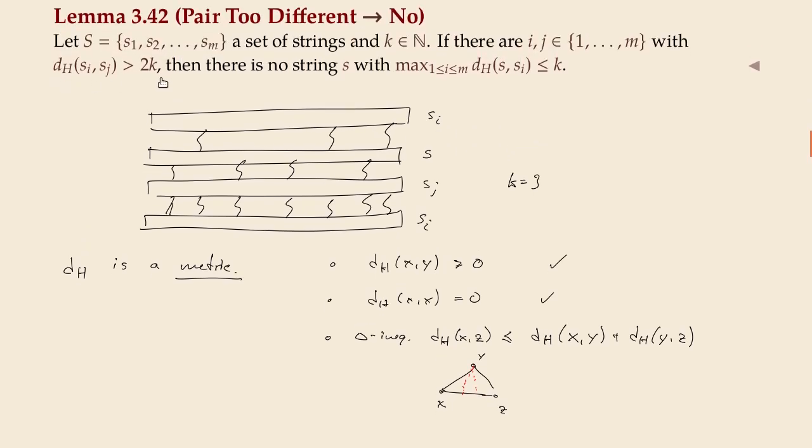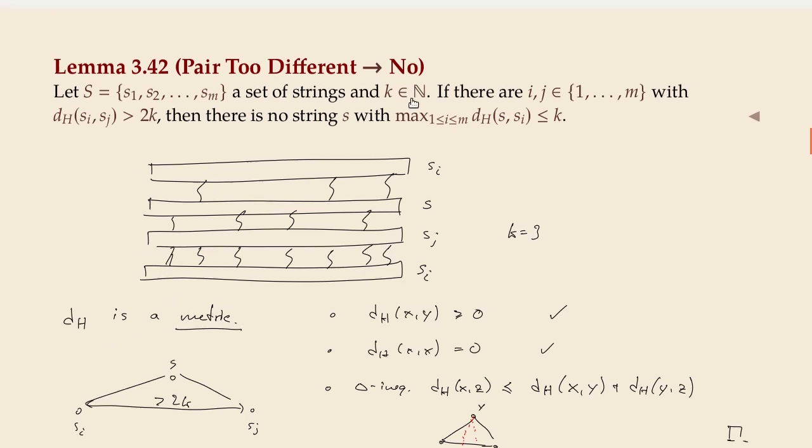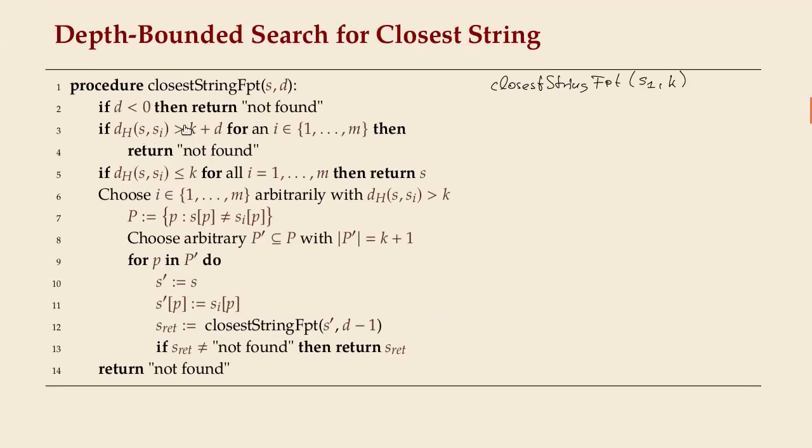And from that we can immediately conclude that if the distance between 2 points is so large, so if this is Si and this is Sj, and their Hamming distance is already greater than 2k, there's just no way to find a point S so that it's within k distance of both. You will have more than k differences to one of the strings. Well, or both. So this essentially proves that we can apply this rule.